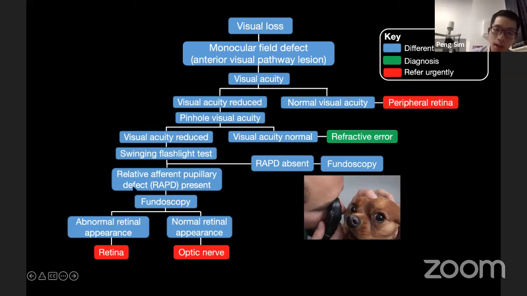So remember, the only two structures in the eye that, when affected, will give you an RAPD: number one is the optic nerve, and number two is the retina, only when it's a widespread retinal issue. So yes, central retinal artery occlusion would fall underneath this part here.